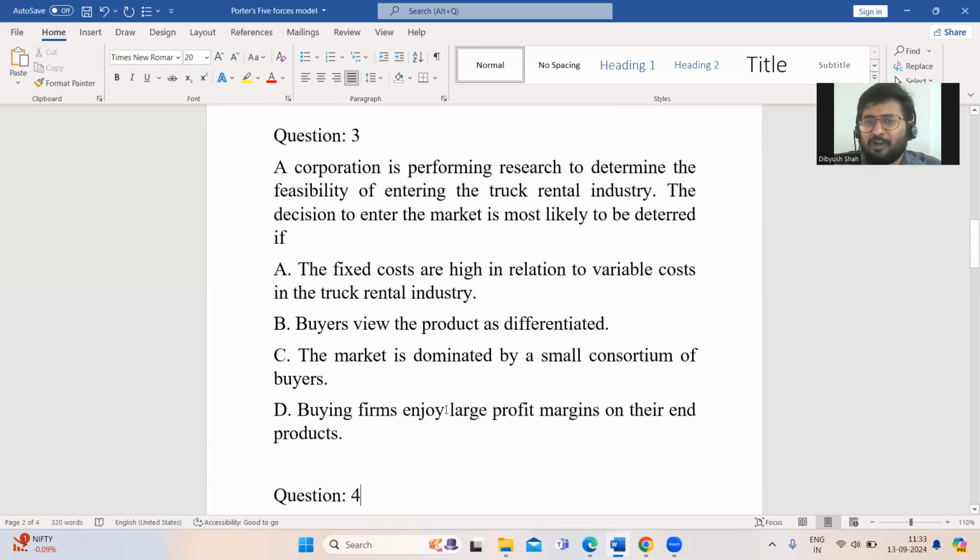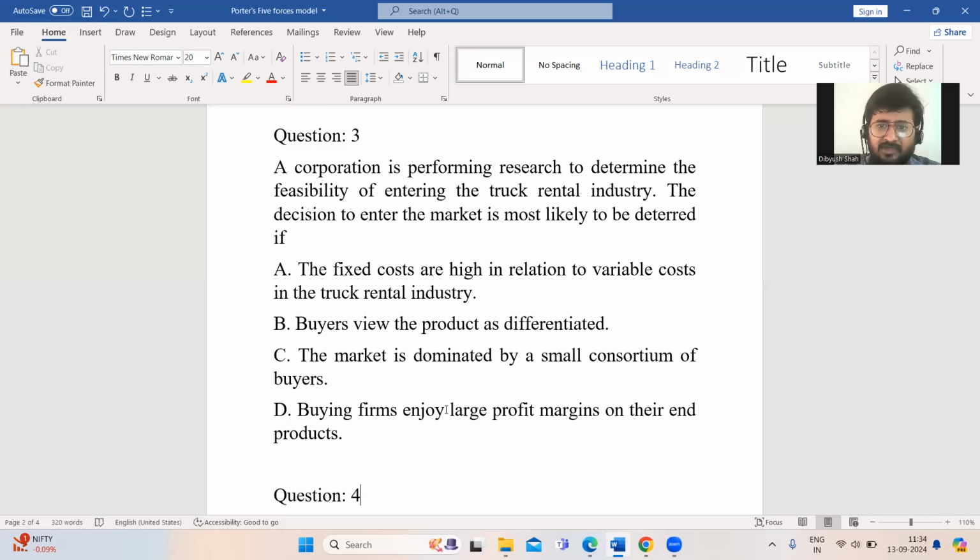Question number 3. A company is performing research. So a company is doing research. Why? To determine the feasibility of entering the truck rental industry. So a company is doing thorough research of whether or not it should enter a truck rental industry, where trucks are put out on rent. The decision to enter the market is most likely to be deterred if, that means the company will most likely not enter the market if, 3 conditions are favorable, 1 is not favorable.